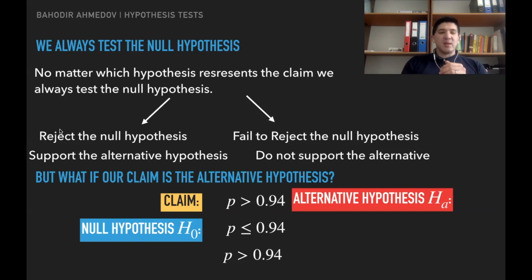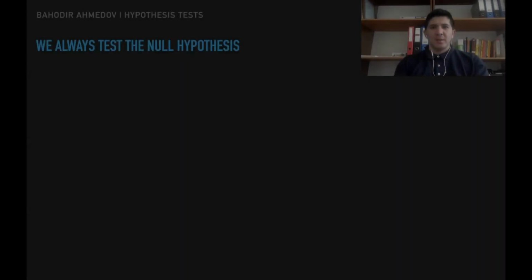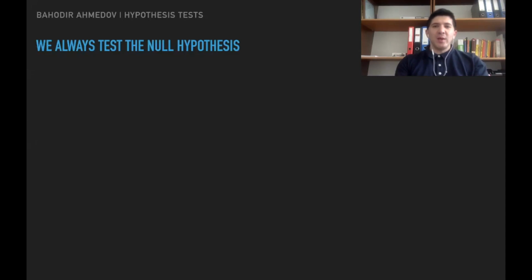So as it is here. If you reject the null hypothesis, then its opposite, which is the alternative hypothesis, is going to be supported. If you fail to reject the null hypothesis, then its opposite is not going to be supported. So now we know what the null hypothesis and alternative hypothesis are and how to create them for the given claim. Now we are going to learn how to make the test and write down the conclusions.